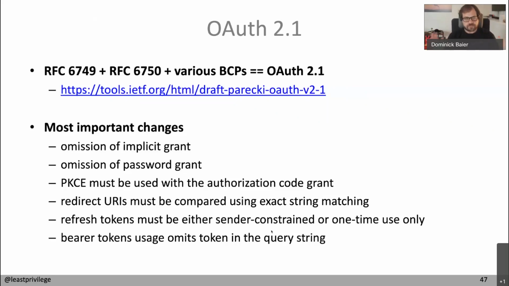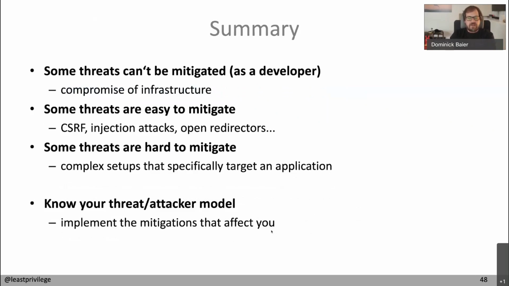To summarize, some of the threats we talked about cannot be mitigated, like network compromise. Some of the threats are easy to mitigate by just following the rules, like doing anti-CSRF protection, closing those redirectors, and so on. And some threats will always be hard to mitigate, even if you have a perfect implementation. I'm mostly talking about things like the MixUp stuff. If an attacker specifically targets your system and finds things that you might not have thought about, well, even with a perfect protocol implementation, there is some room here, right?